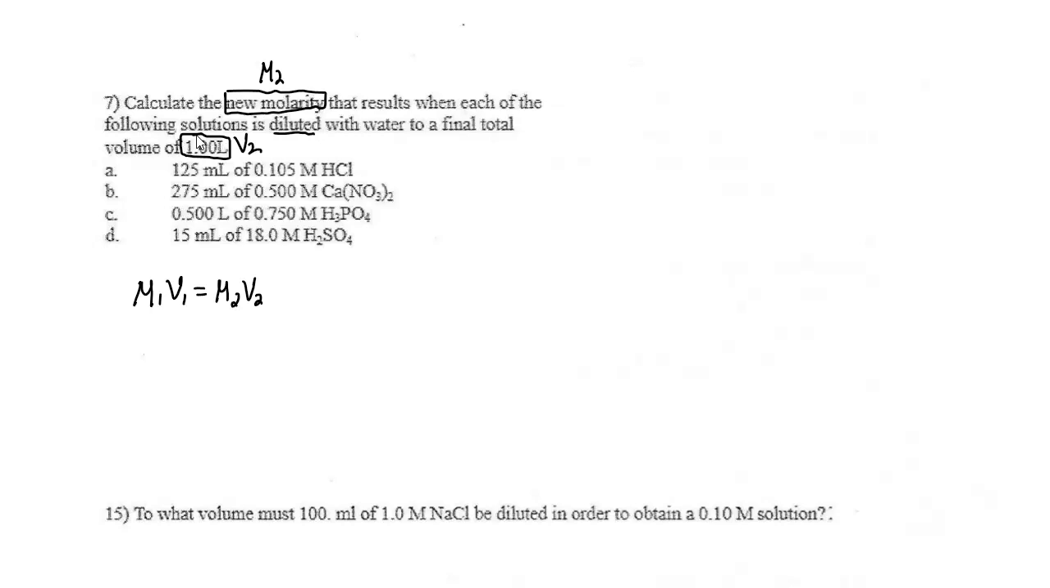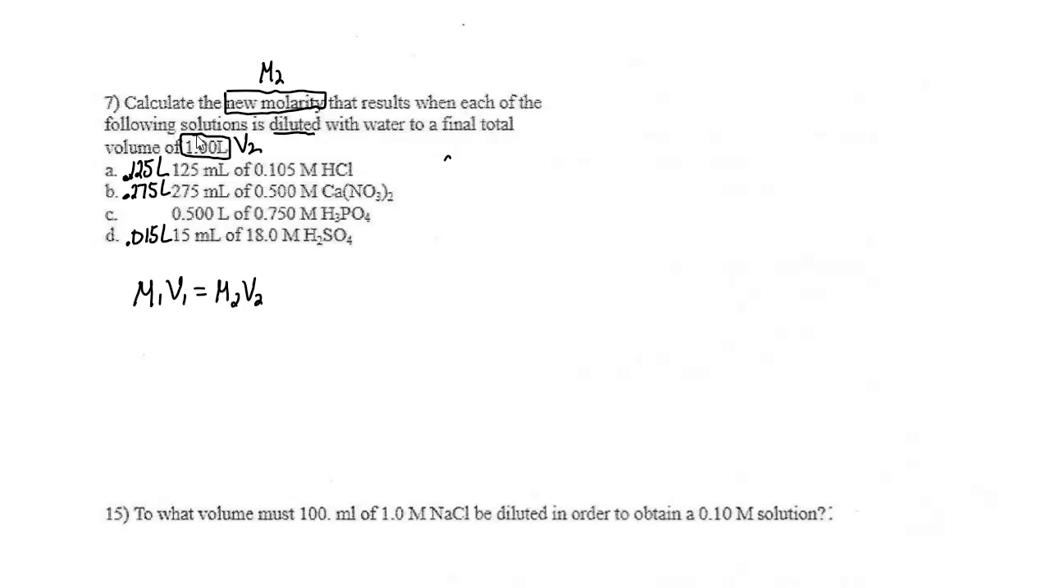Like the 125 milliliters, that's 0.125 liters. Or in question B, this is 0.275 liters. Question D, this is 0.015 liters. Our other option is we could have changed volume 2 into milliliters, and then in question C, we could have turned the liters into milliliters. I'm going to use liters because that's what I've written on the screen so far.